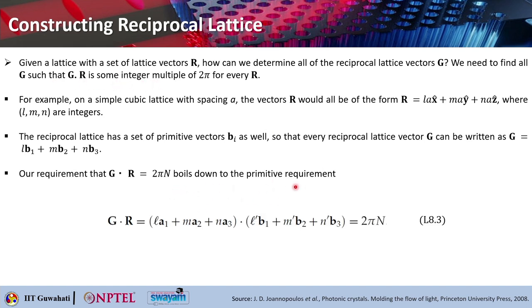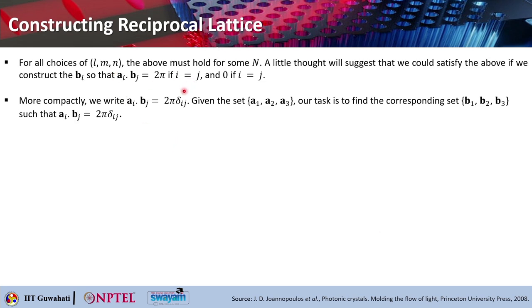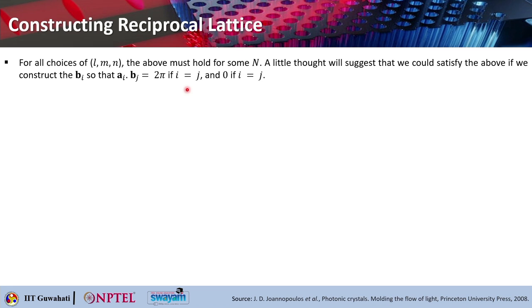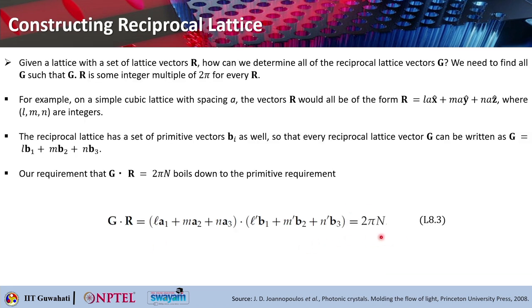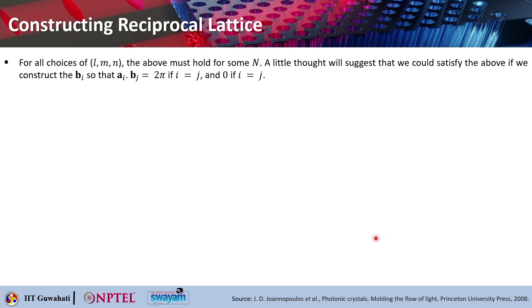So, this boils down to the primitive requirement. If you take the form that we have thought of, you can write G dot R, where this is your R vector with L, M, N. You can use different integers to represent G, as they are not necessarily the same ones. So, it can be L prime b1 plus M prime b2 plus N prime b3, and that should be equal to 2 pi N for all choices of L, M, N, as you have seen. Then only is G considered to be a reciprocal lattice vector of capital R.